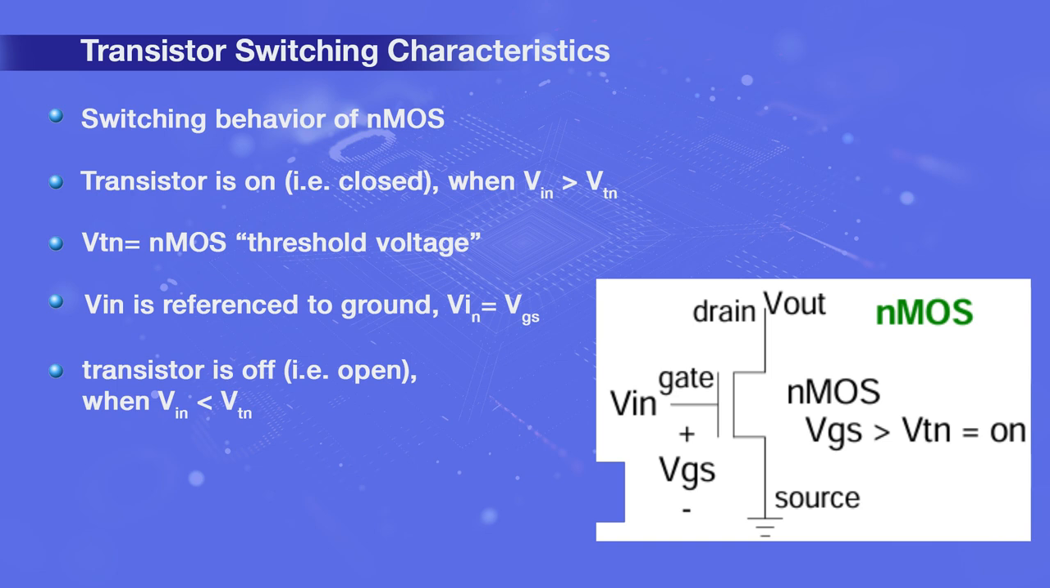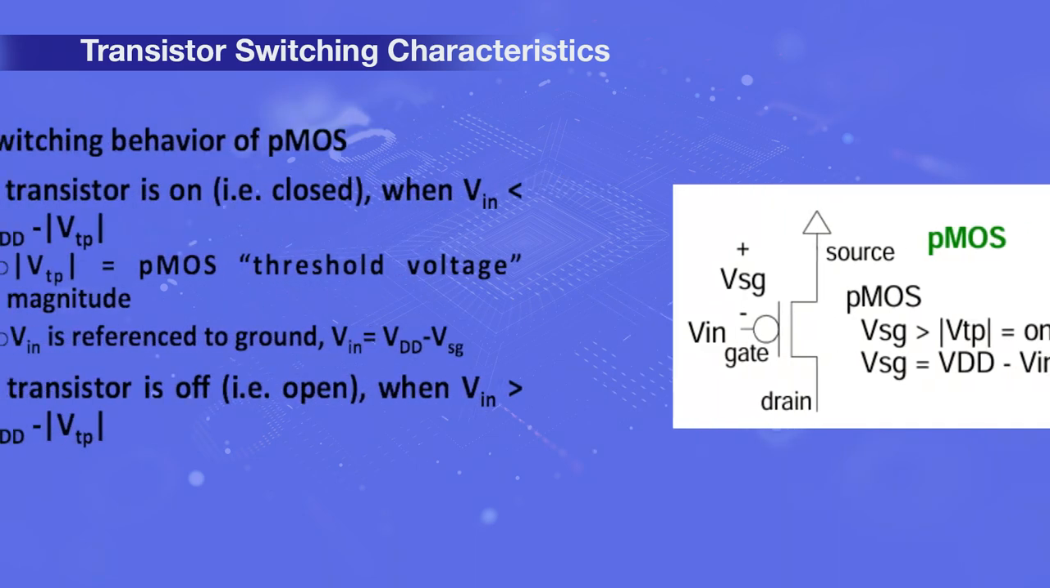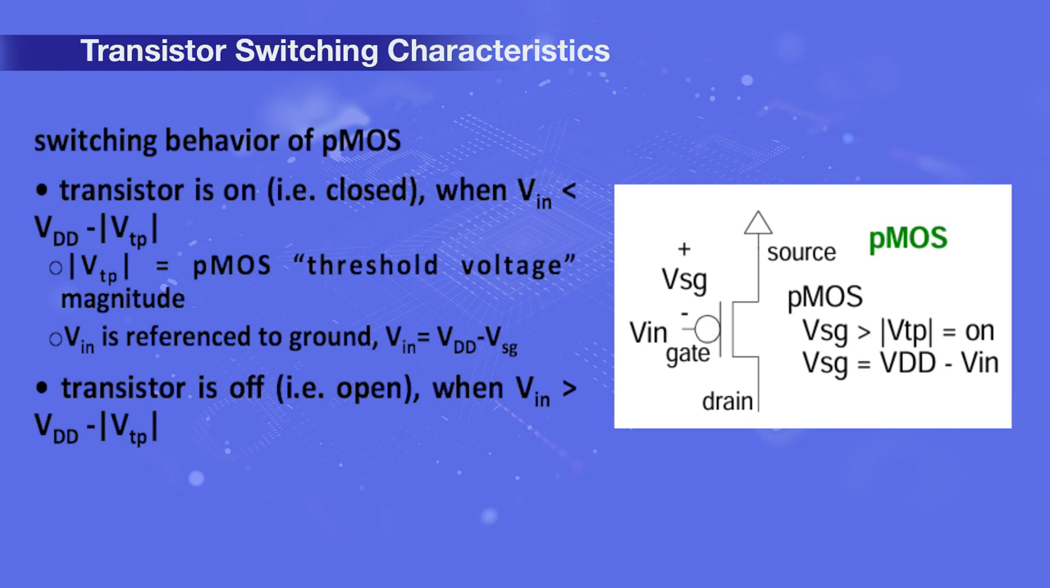So, we can say that when the input is greater than the threshold voltage, in the case of an NMOS, it acts as a closed switch. And in the case of the NMOS, for the input less than the threshold voltage, the transistor will act as an open switch. Now let's discuss the switching behavior of PMOS. It is vice versa of the NMOS. It is just opposite to the NMOS.